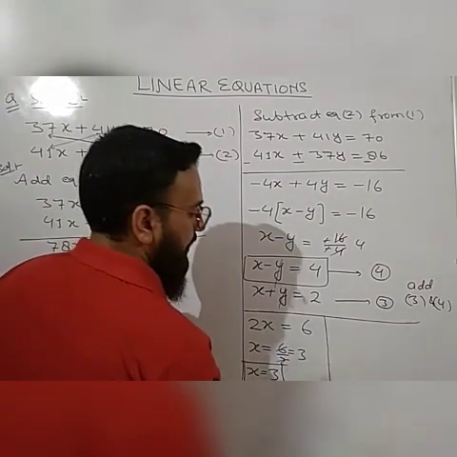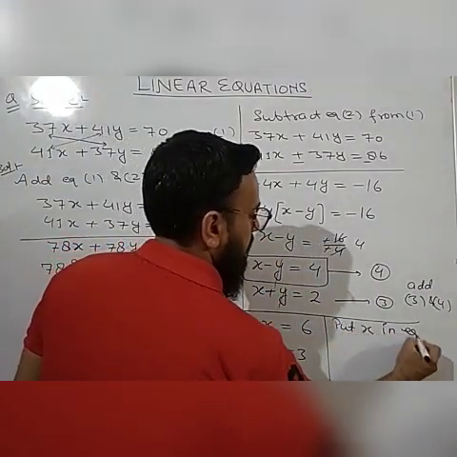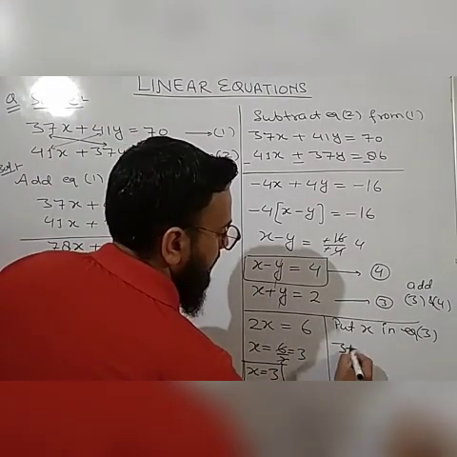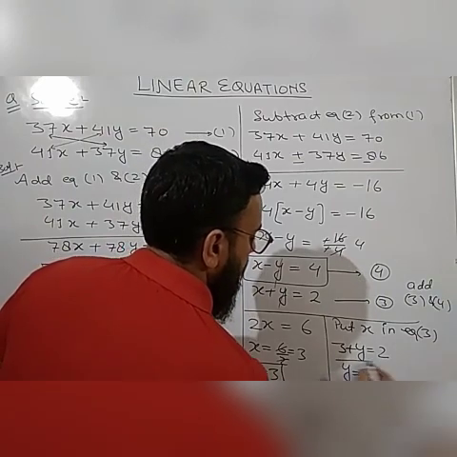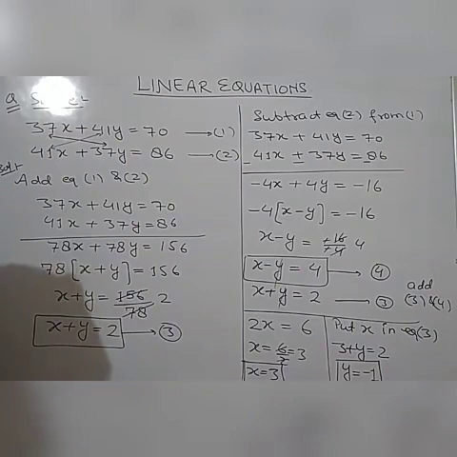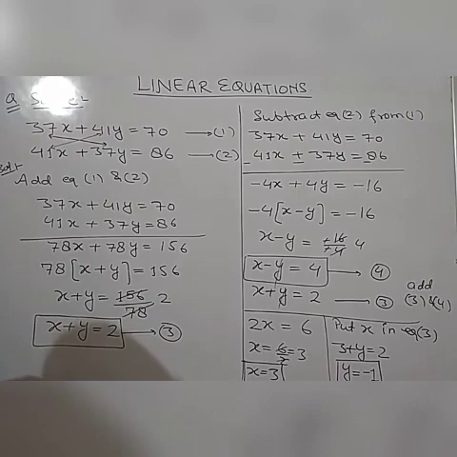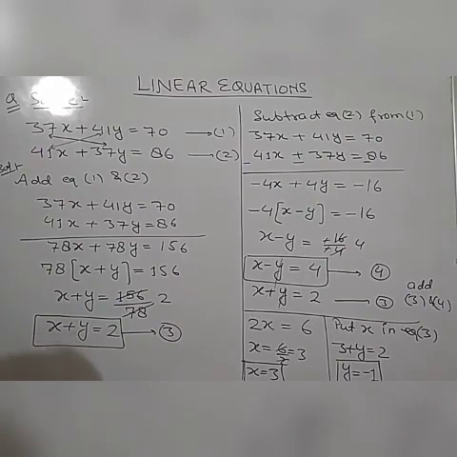Now we can put the value of x in any of the equations. So put the value of x in equation 3. The value of x is 3. So we will get 3 plus y is equal to 2, or y will be equal to 2 minus 3, that is minus 1. So we get both the answers. The value of x is 3 and the value of y is minus 1. Okay, so in this way you can solve these type of problems where the coefficients are interchanged. So note it down.